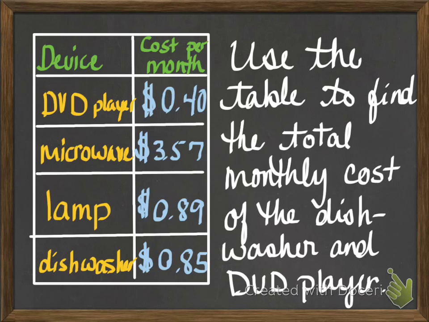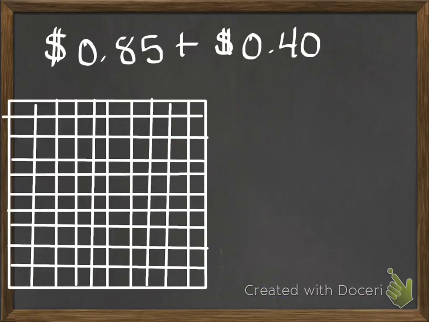Our important information is that we need to find the total monthly cost of the dishwasher and the DVD player. The dishwasher costs 85 cents per month and the DVD player costs 40 cents per month. We're going to use our grids to put those two decimals together and find the total monthly cost. So here I have written an expression that shows 85 cents plus 40 cents. And then I have a grid to help me out.